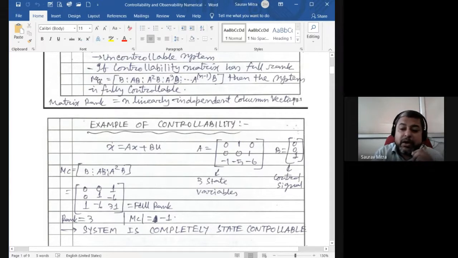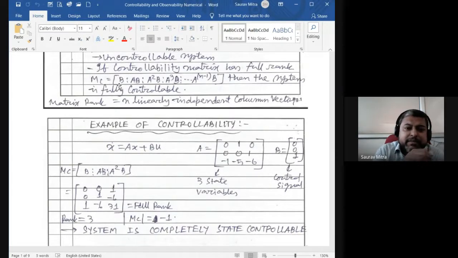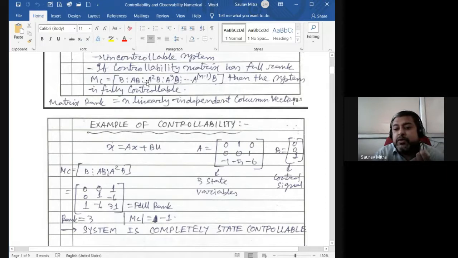If it is a third order system, the A matrix is a 3 cross 3 matrix. In that case the B matrix is going to be 3 cross 1, or 2 cross 1 for a second order system. We are talking about a single input. If the A matrix is 2 cross 2 or 3 cross 3, the size of MC changes accordingly. Generally we ask for a third order matrix at most, so in that case MC will be B, AB, A squared B.